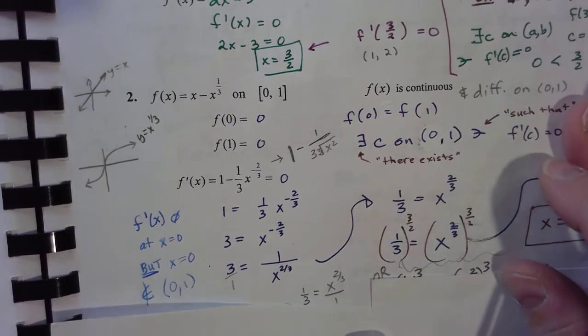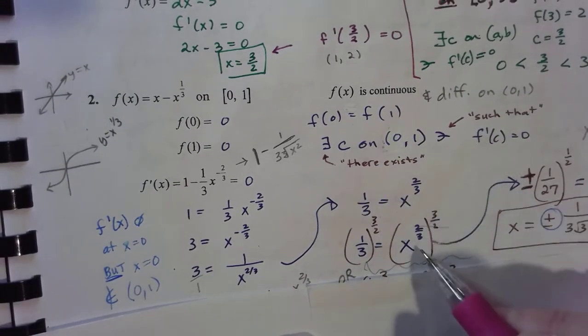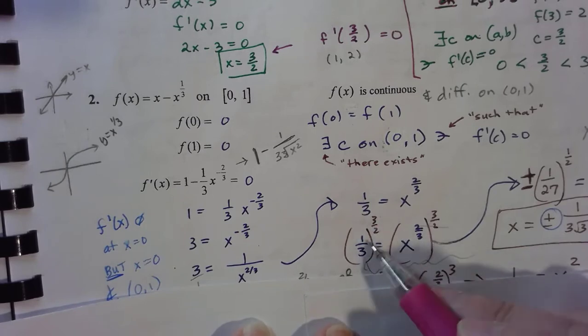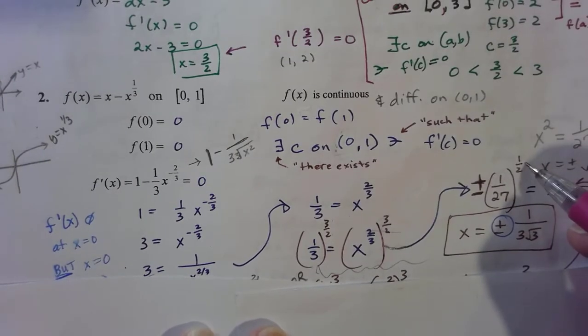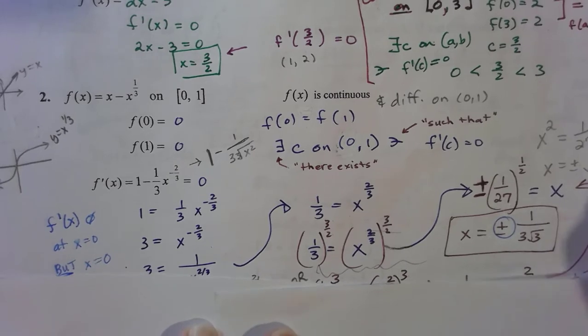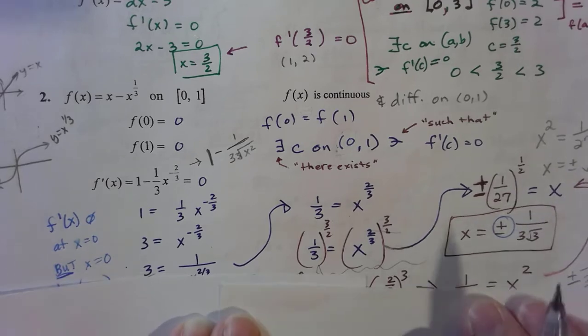Again, we're solving for x. So I need to raise this side to the 3/2 to get the x isolated. So now we're going to raise this side to the 3/2. Now, a way to think about this is cubing the 1/3 and then taking the square root of it. Now, if we think about it, x squared is 1 over 27, the square root is plus or minus, because it's an equation, 1 over 27 under the radical. Square root of 1 is 1. Square root of 27 is 3 square roots of 3. So we have plus or minus 1 over 3 square roots of 3.